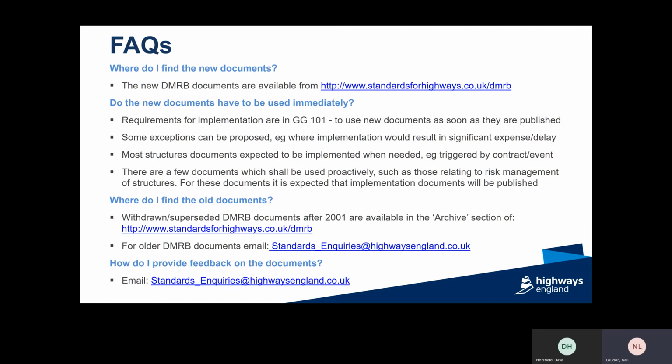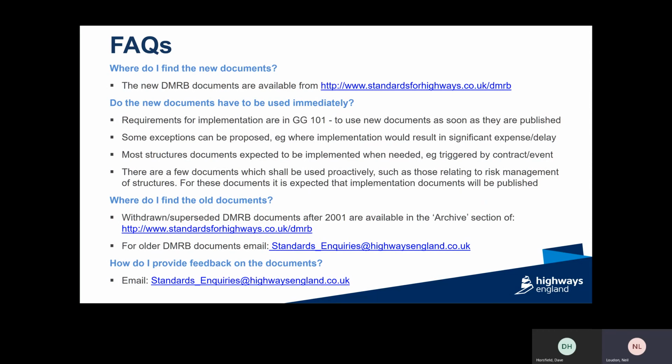There will be also access to older documents, understanding that a number of these will still be applicable on contracts. Documents dating back to around 2001 are available in the archive section of the Standards for Highways website. Very useful facility. And for any older documents than that, if you email the standards_inquiries website, other documents dating back before 2001 can be made available.